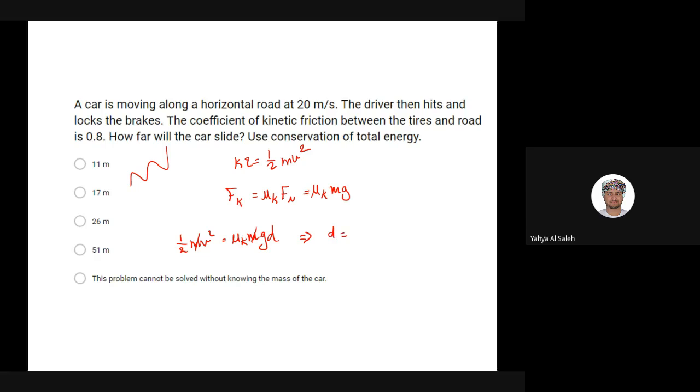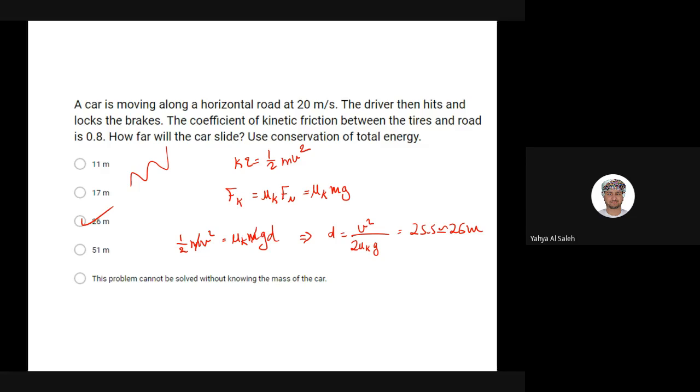So d will equal v squared over 2 mu k g, which is equal to 25.5, which is approximately 26 meters. Well done. Now, a common thing, which I'm very happy to see you guys did not do, a common problem with students is that they start this question, they write KE equals half mv squared.